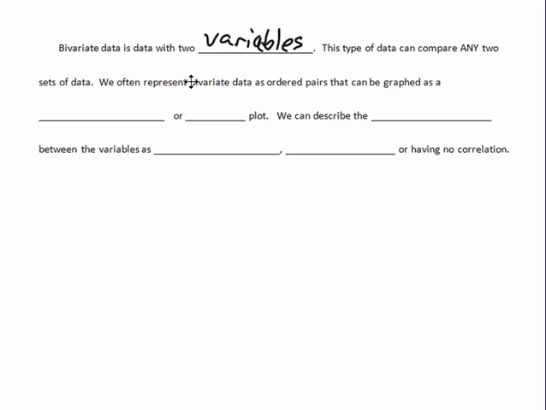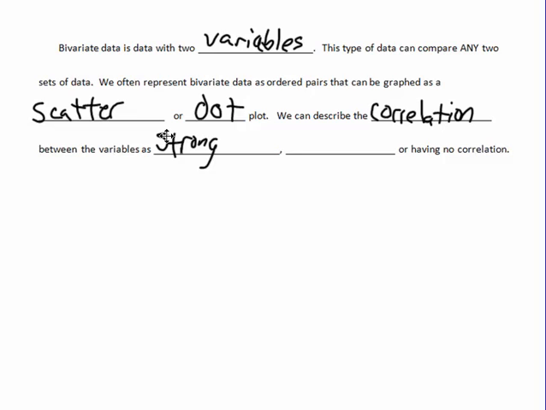We often represent bivariate data as ordered pairs that can be graphed as a scatter, or better known as a scatter plot, but sometimes called a dot plot. We could describe the correlation between the variables as strong, weak, or having no correlation whatsoever.